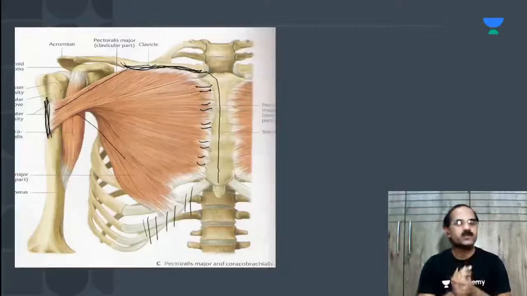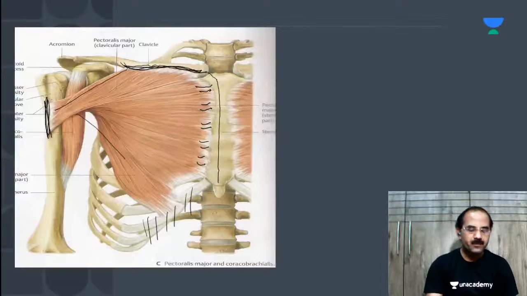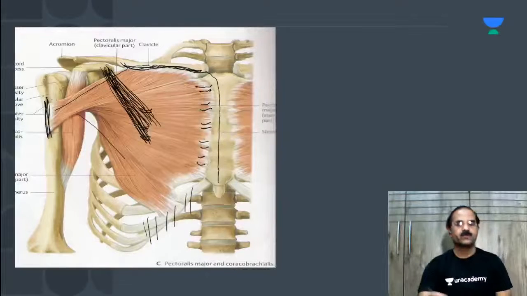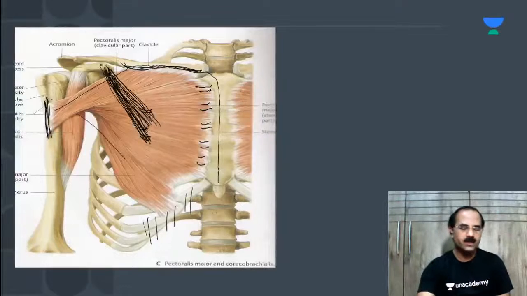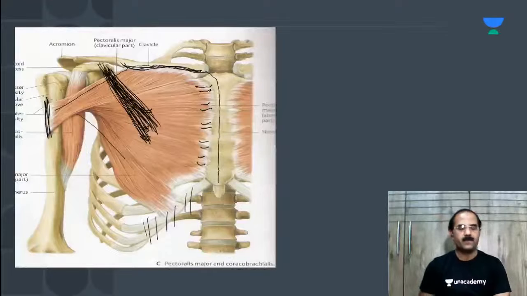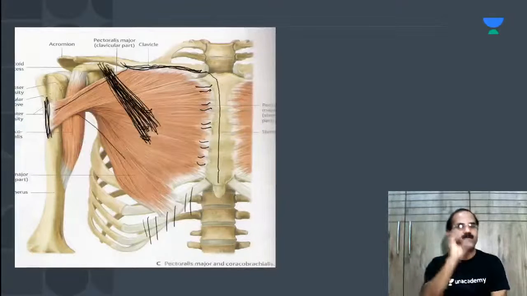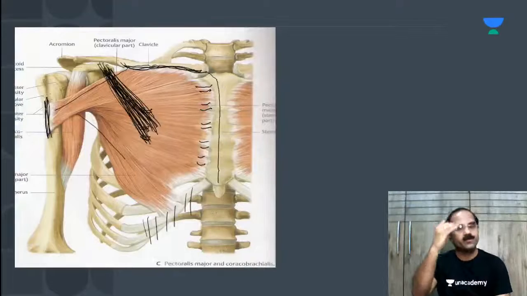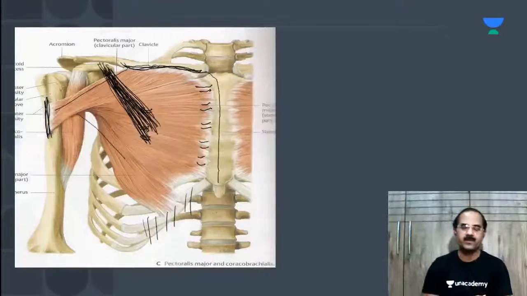Now we remove the pectoralis major and we find a muscle which begins from the 3rd, 4th and 5th ribs, and it is inserted into the coracoid process of the scapula. Yes, this muscle lies below the pectoralis major. Can you identify this muscle for me? It's a small muscle of the pectoral region, and this is the pectoralis minor. Pectoralis minor begins from the 3rd, 4th, 5th ribs and is inserted into the coracoid process of the scapula.